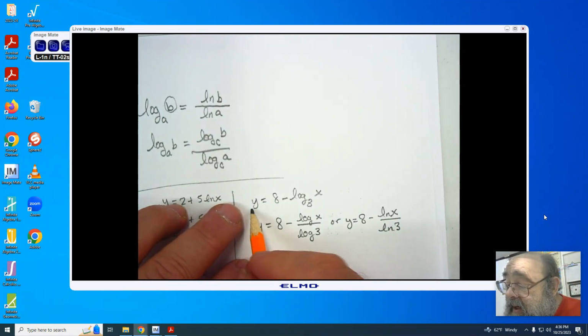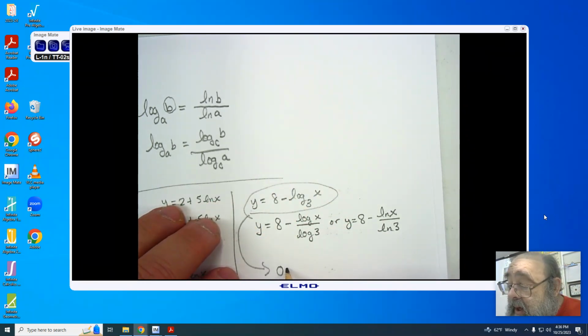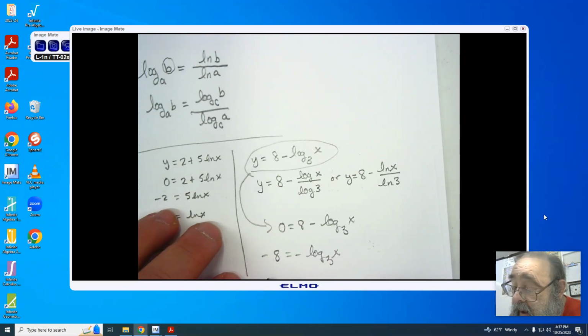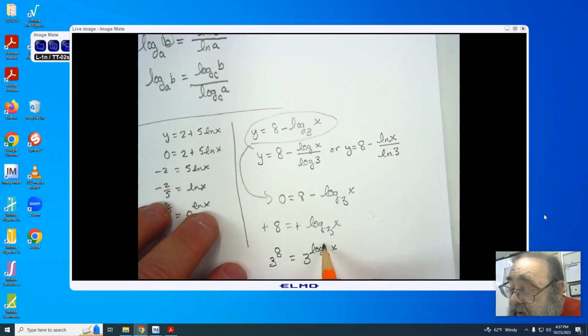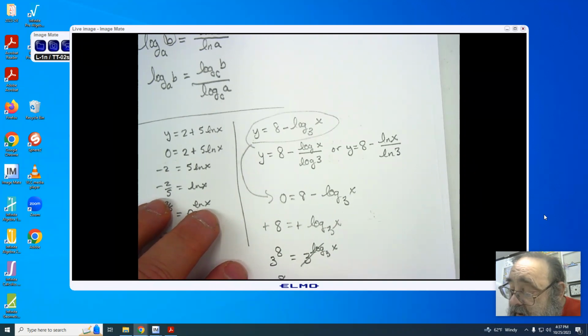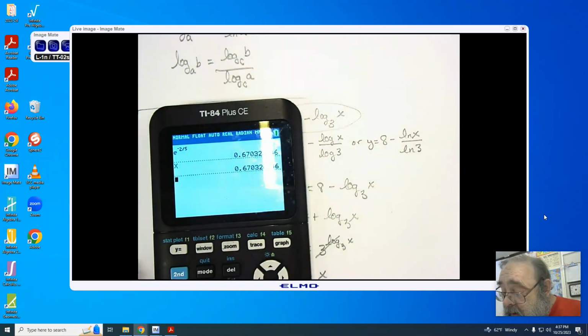So if I'm working with this, let's go to the original. 0 equals 8 minus log base 3 of x. Negative 8 equals negative log base 3 of x. Positive for both of them. Exponentiate. 3 to the 8 equals 3 to the log base 3 of x. These cancel, leaving me with 3 to the 8 equals x. Let's now find what is 3 to the 8th power. 3 to the power of 8. Whoa, look at that.